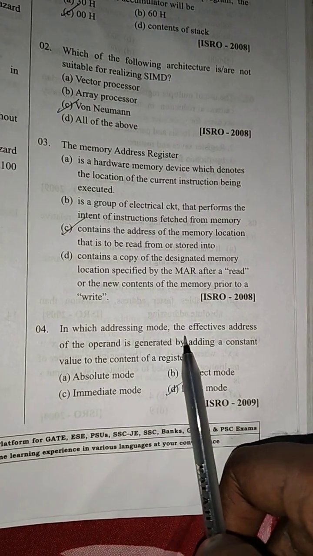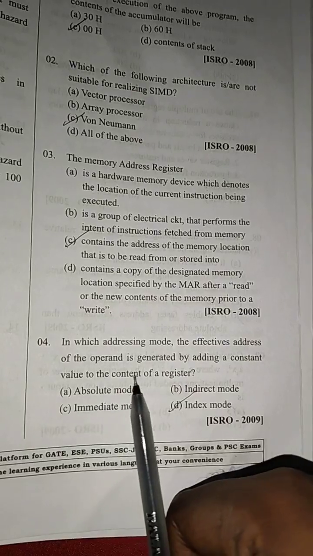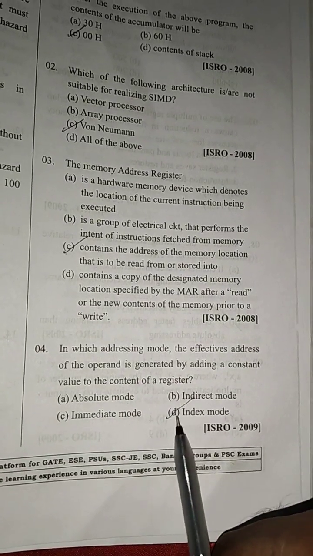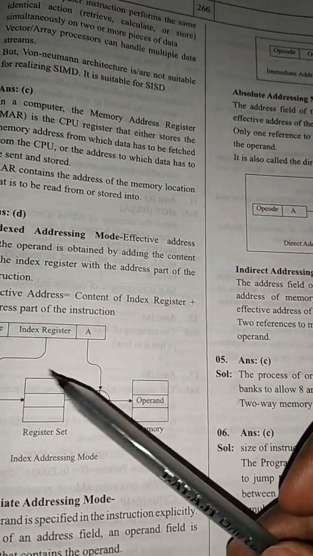In which addressing mode is the effective address of an operand generated by adding a constant value to the content of the register? Index mode. So the fourth one is index mode.